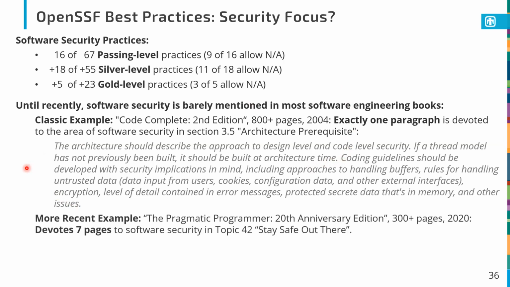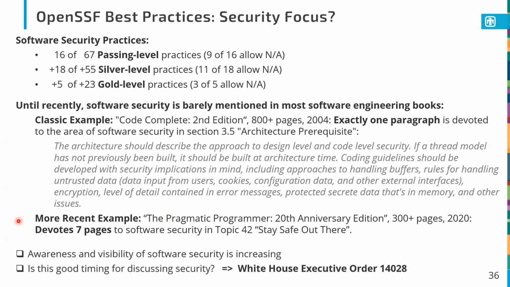But more recently, I just got a copy of The Pragmatic Programmer. Between Code Complete and The Pragmatic Programmer, one of the two is on everyone's list of most recommended books to read on software engineering and software development. In the 20th anniversary version, which came out in 2020, a much smaller book of 300 pages, they actually devote 7 pages to the topic of software security under topic 42, Stay Safe Out There.